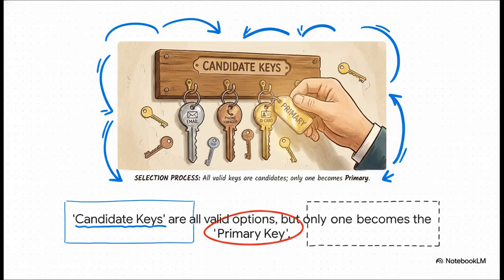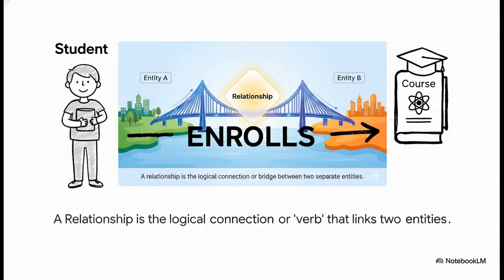Simple as that. Now, to find one specific student in a table of thousands, you need a perfectly unique identifier. And while several things might be unique, like an ID card number, an email, or a phone number, all of those are just candidate keys. You have to pick just one of them to be the official primary key, the one master key for that entire table.